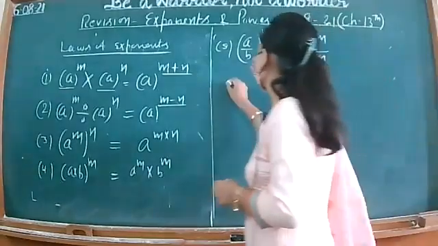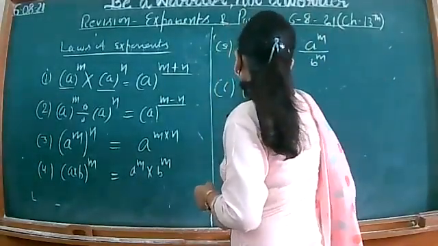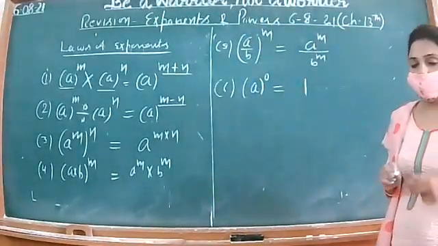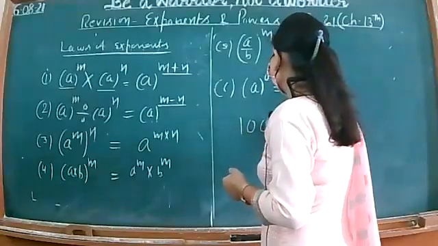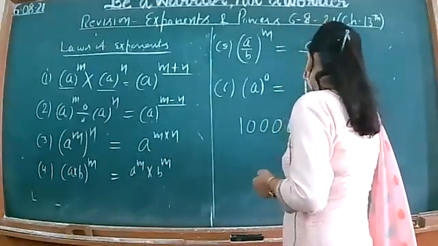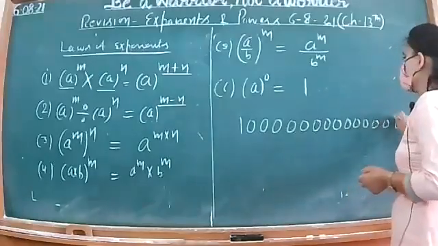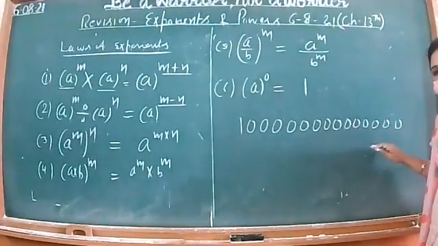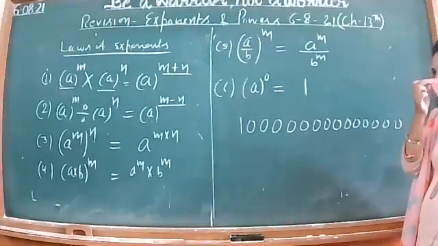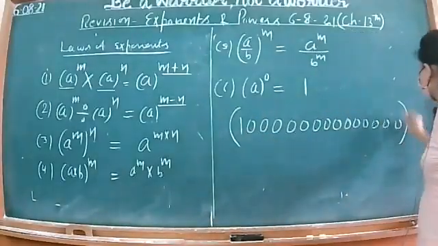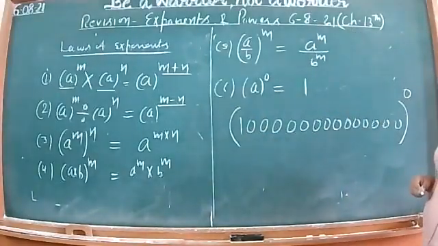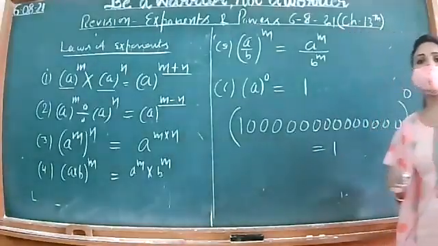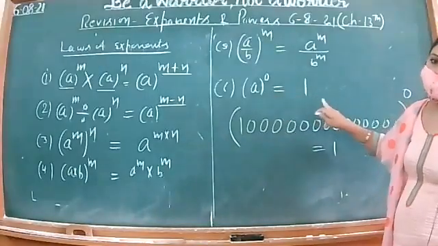And I told you anything raised to 0 is always equal to 1. If a person says I have this much money in my account, we may consider that person to be very rich. But if he says I have this much money, how much money does he have? Only 1. So you know, anything raised to 0 is equal to 1.